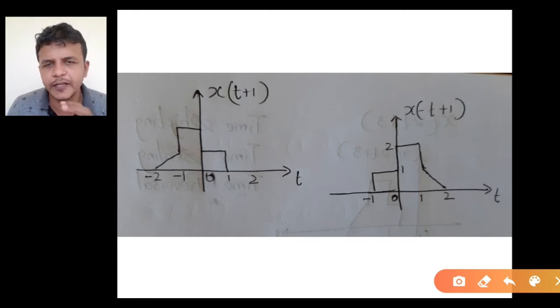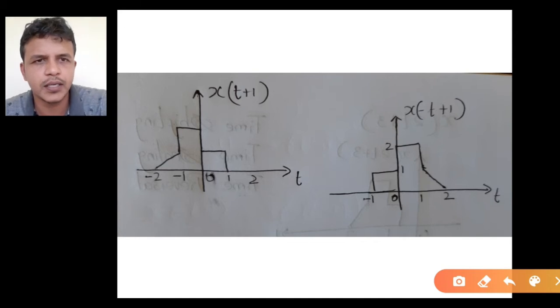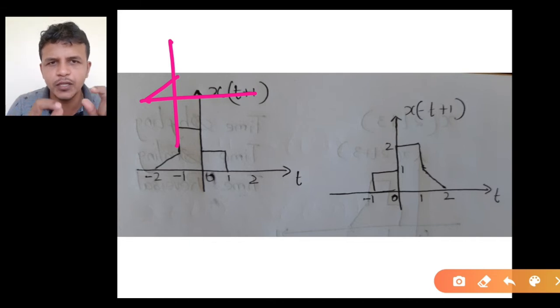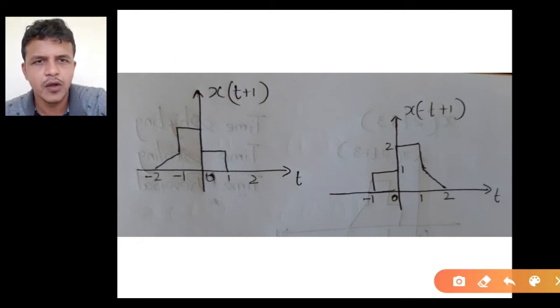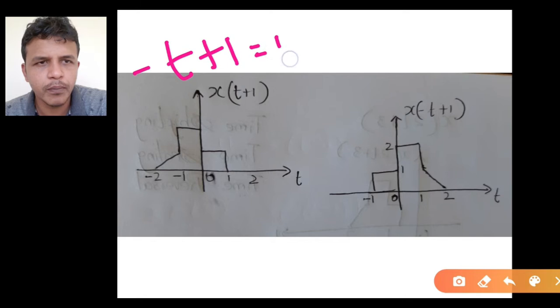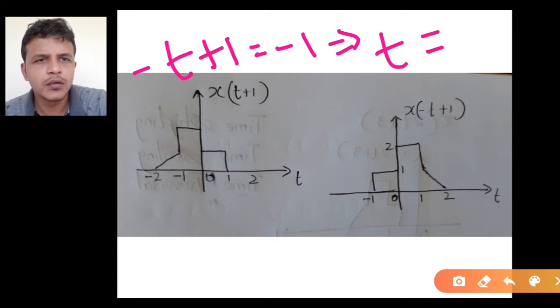To identify the location, for example, in the actual signal we had from -1 to 0 a ramp signal. To identify the position of this ramp in x of minus t plus 1 directly, we can make use of these mathematical operations. So minus t plus 1 equal to minus 1 implies, plus 1 when it is minus 2, so t equal to 2.